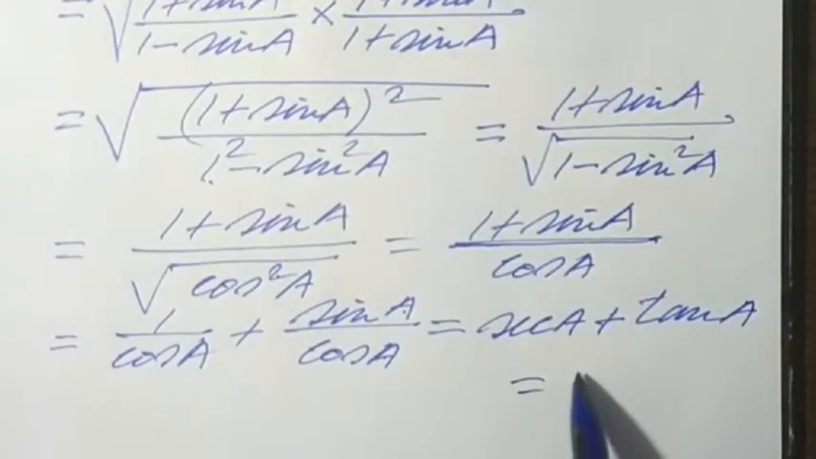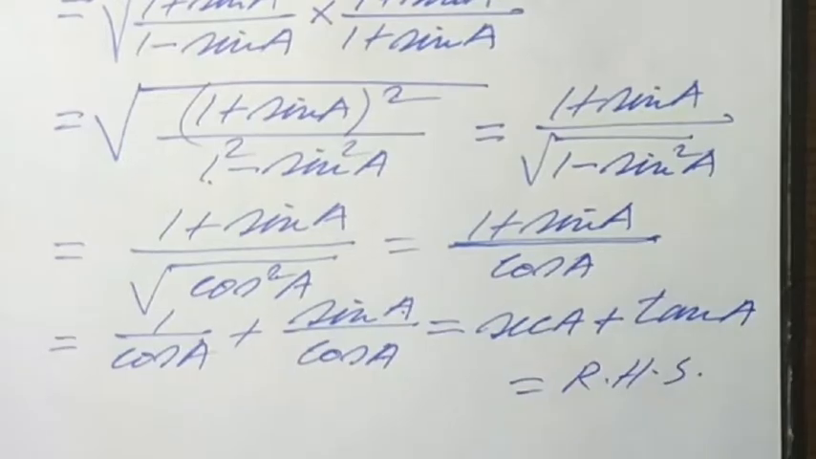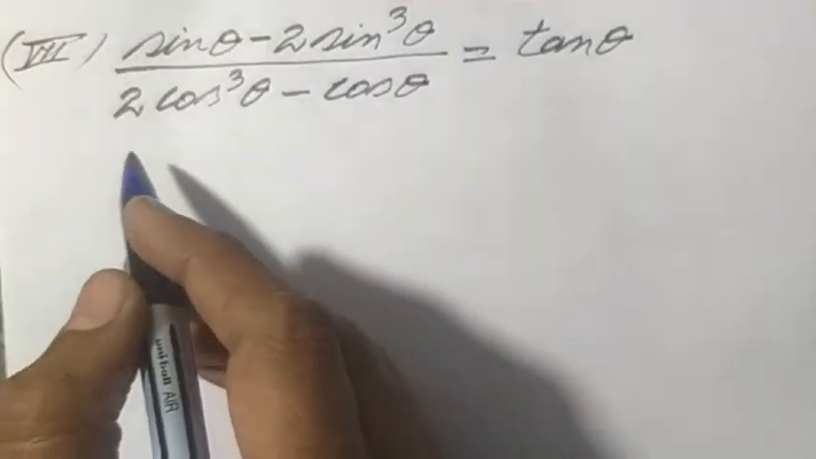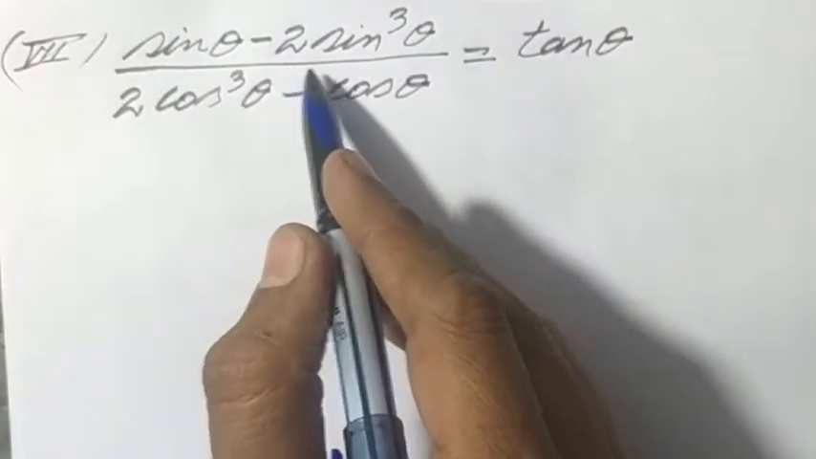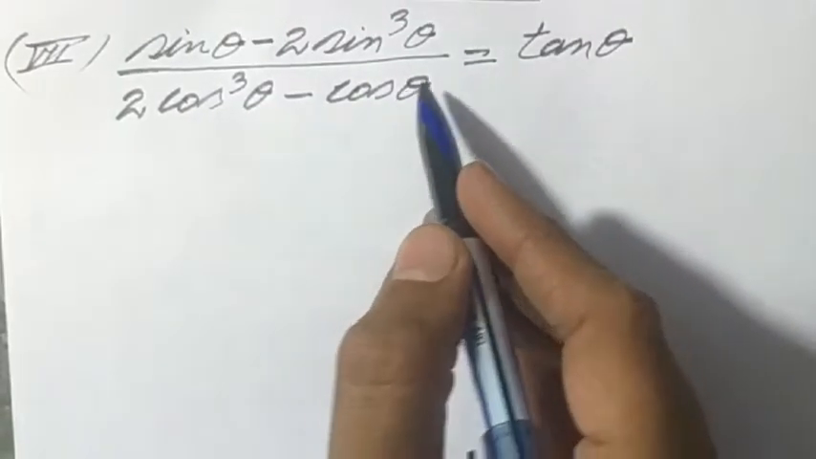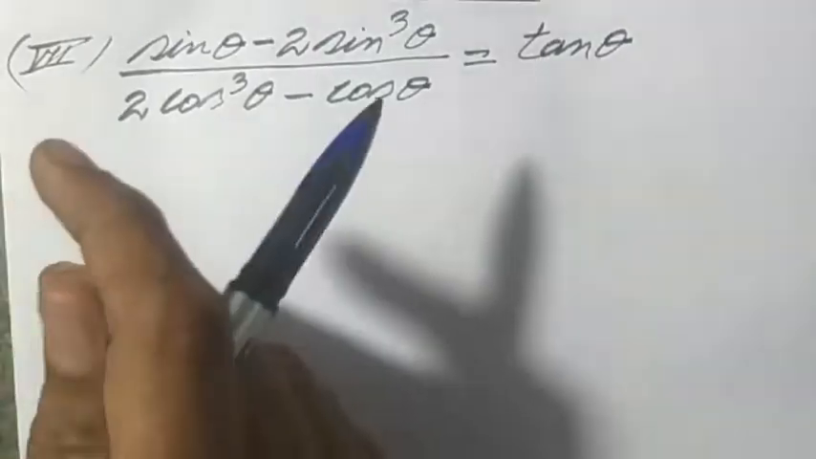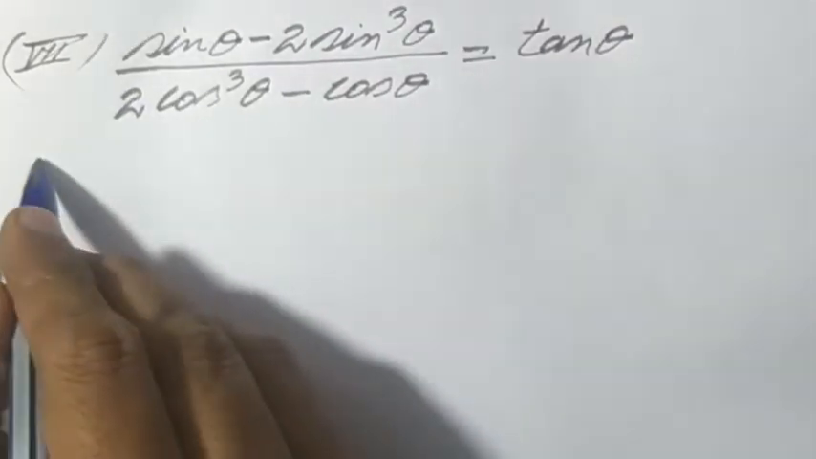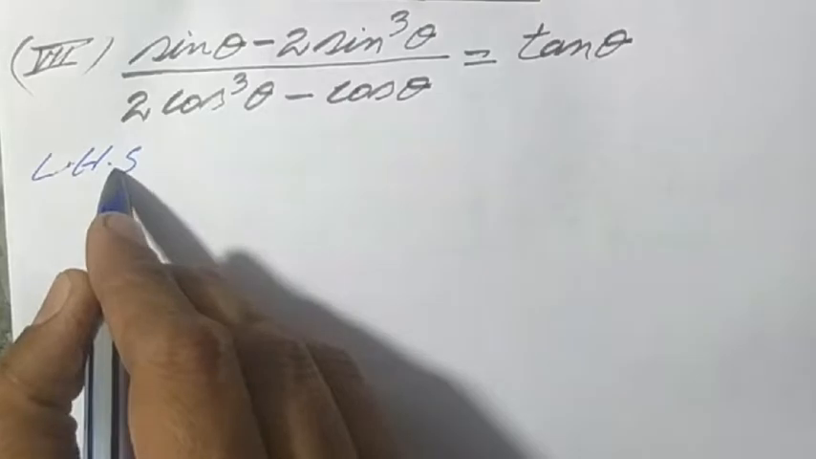So now the seventh sum is sine theta minus 2 sine cube theta upon 2 cos cube theta minus cos theta is equal to tan theta. We have to prove this equation. So let us take left hand side.